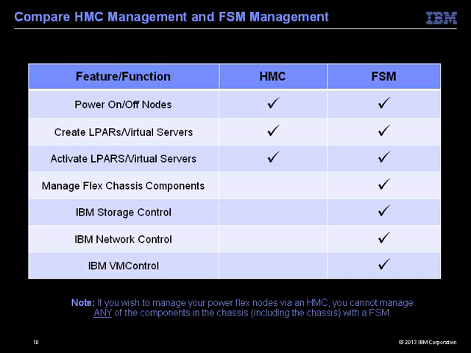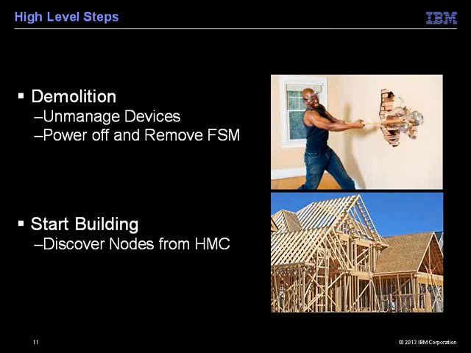So here is a table to show the features and functions, comparing what we have with the HMC versus the FSM. It's very similar for creating LPARs and doing things like live partition mobility, activating LPARs, doing DLPAR changes, things like that. What the FSM provides that the HMC doesn't are things like chassis management, storage and network control, and VM control. We'll talk about ways that we might get some of that function back, how we would do it in an HMC environment. We'd have to do things manually or through different tools, but it's not going to be integrated into the HMC.